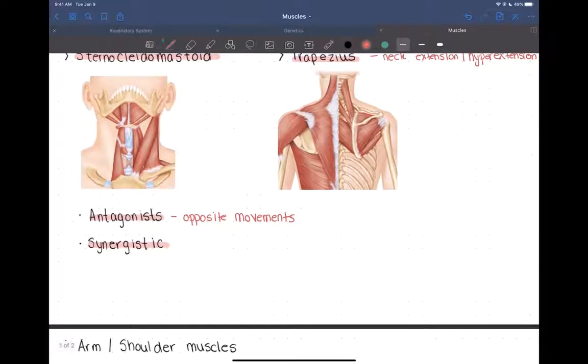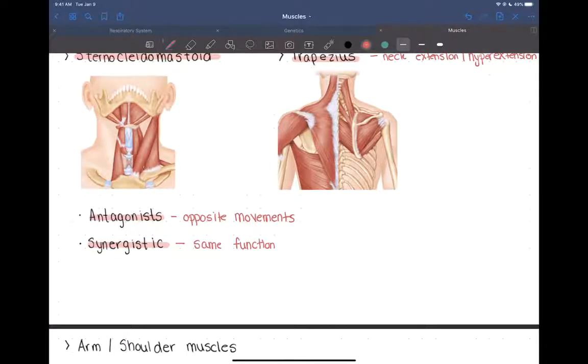Okay, you can also have muscles that are synergistic. That just means that they have the same function. They're working to do the same thing. So you have a lot of muscles that kind of work together. So those would be synergistic muscles.